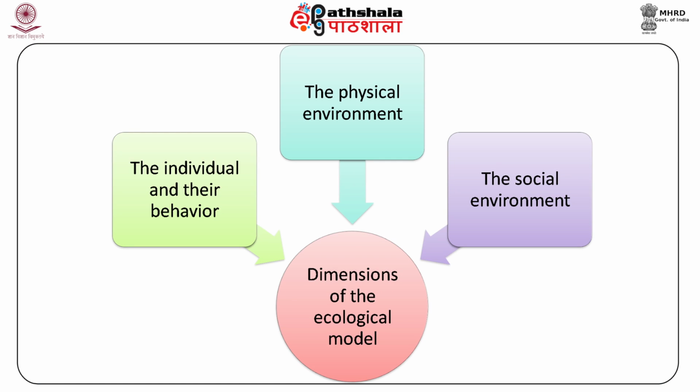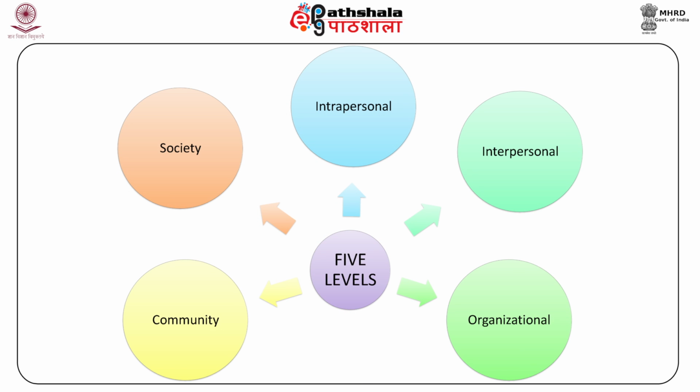There are three dimensions of this model, and these can be identified as: number one, the individual and their behavior; number two, the physical environment; and number three, the social environment. Each of these dimensions can then be analyzed at 5 levels. The 5 levels are as follows. Number 1 is the intrapersonal, number 2 is interpersonal, third is organizational, fourth is the community, and fifth is the society.